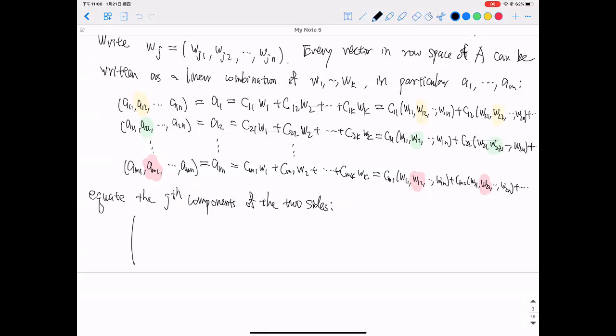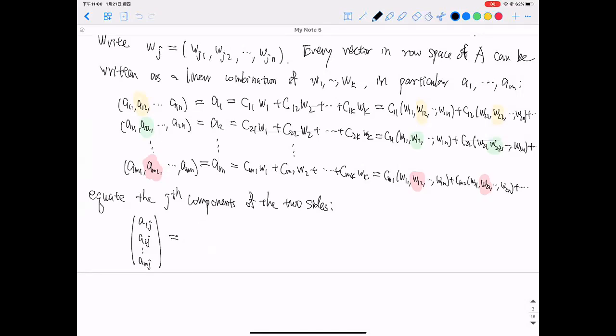So if you do the J's component, you'll be picking up A1J, A2J, down to AMJ on the left-hand side. On the right-hand side, each component is going to be a combination of things, C11, W1J. Oops, no, I don't want to do that. I want to do it differently.